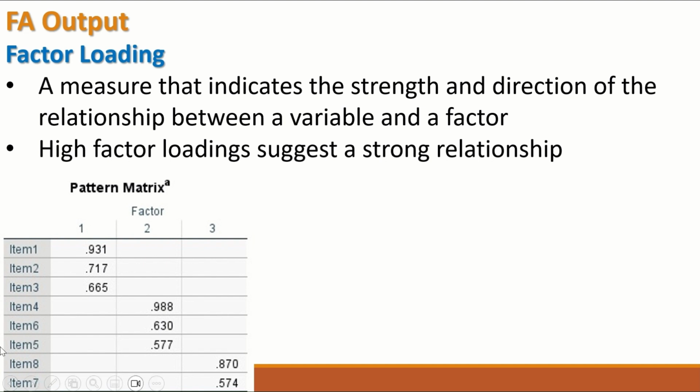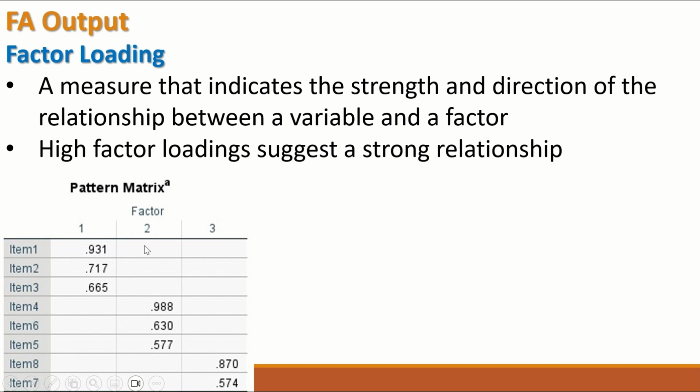As shown here in the pattern matrix, there are 1, 2, 3, 4, 5, 6, 7, 8 items that have been grouped into 3 factors, factor 1, 2 and 3. Factor 1 has 3 items loaded into it, items number 1, 2 and 3, which measure that factor. And as shown here, the loading values are 0.93, 0.7, 0.65 for the 3. So these 3 items hold together to represent or measure a factor.